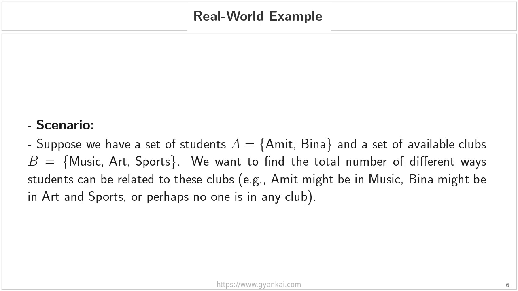Imagine we have a group of students, which we will call Set A, consisting of just two people, Amit and Bina. We also have a set of available school clubs, which we will call Set B, containing three options: music, art, and sports. Our goal here is to find the total number of different ways these students can be related to these clubs. To give you an idea of what this looks like, a relation could mean Amit is enrolled in the music club, or perhaps Bina is participating in both art and sports. It could even be a scenario where no students join any clubs at all.